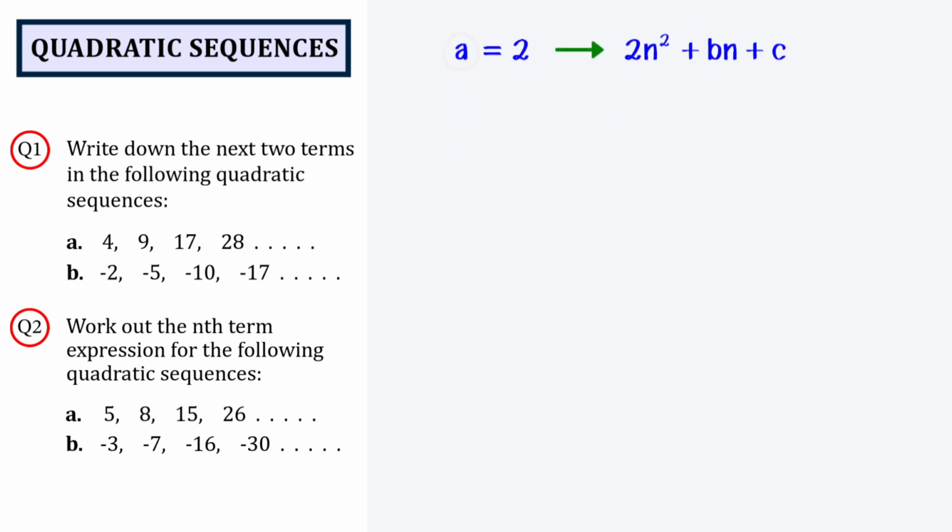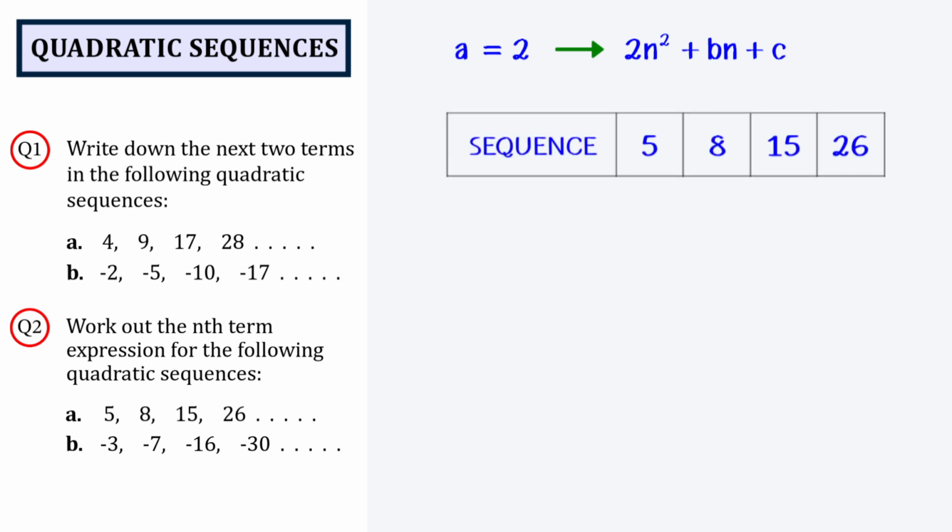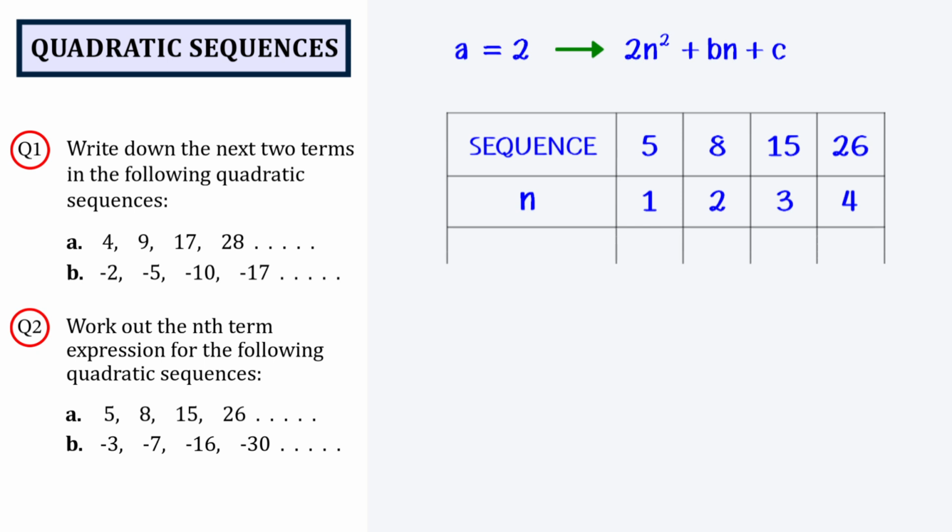Now, to find the remaining constants b and c, we first subtract the 2n squared term in the nth term expression from the original quadratic sequence. This is because we'll be left with the remaining part of the expression, bn plus c, which produces a linear sequence, and we can then work out its nth term expression. So let's create a table which shows the original quadratic sequence. Now include a row to show n, which represents the first, second, third, and fourth terms. Now we can include another row to show the 2n squared, which is the first part of the quadratic nth term expression we've just found.